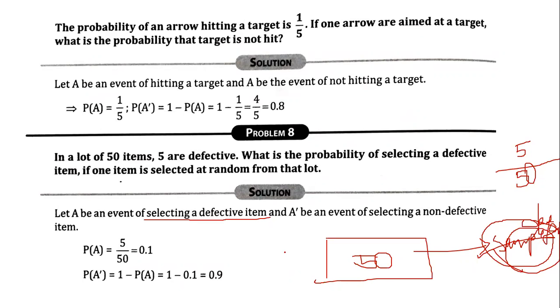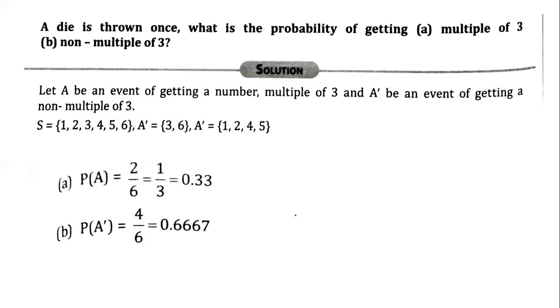Can we go to the next question? Now, a dice. If it is only one, it's called a die. Actually, it is a dice, D-I-C-E. A dice is thrown once. They're just rolling the dice once. What is the probability of getting a multiple of 3, and what is the probability of getting a non-multiple of 3?